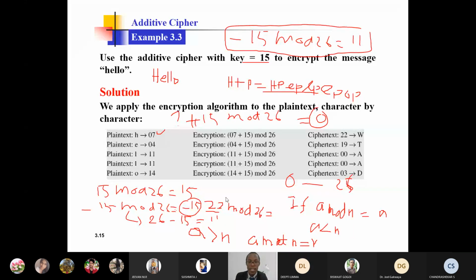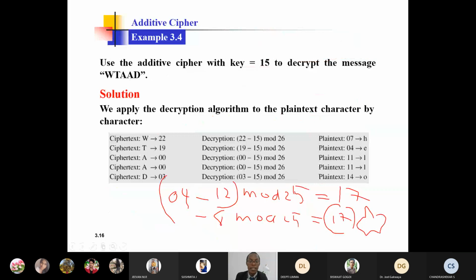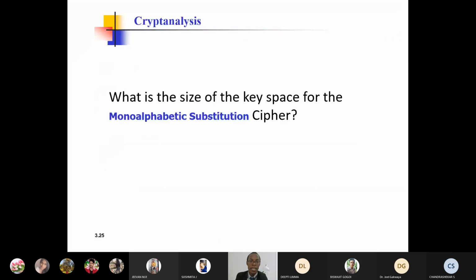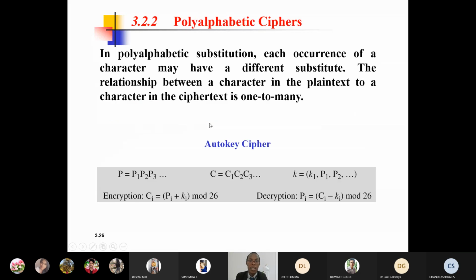So yesterday we completed all of this, and today I want to cover this point, which is known as polyalphabetic. This was monoalphabetic substitution, and today we are going to see the polyalphabetic cipher. In this cipher, we take 2 letters at a time, and then we make a cipher text. Plain text is made of letters P1, P2, P3, and cipher text is made of the encrypted letters C1, C2, C3, and so on.